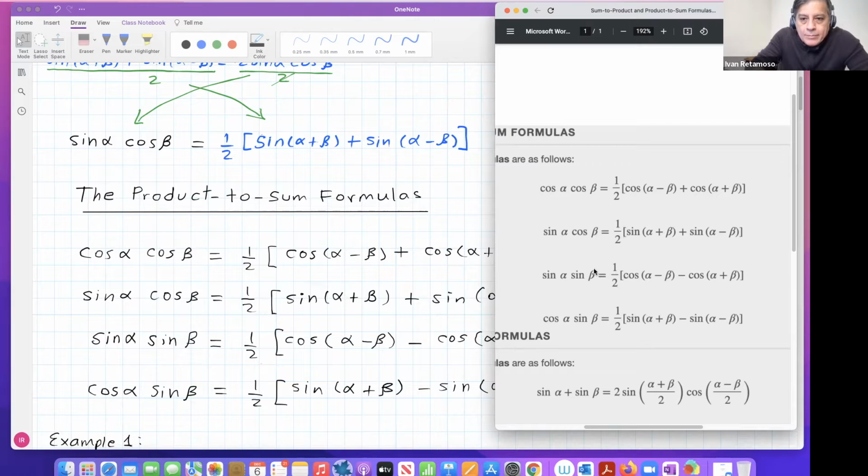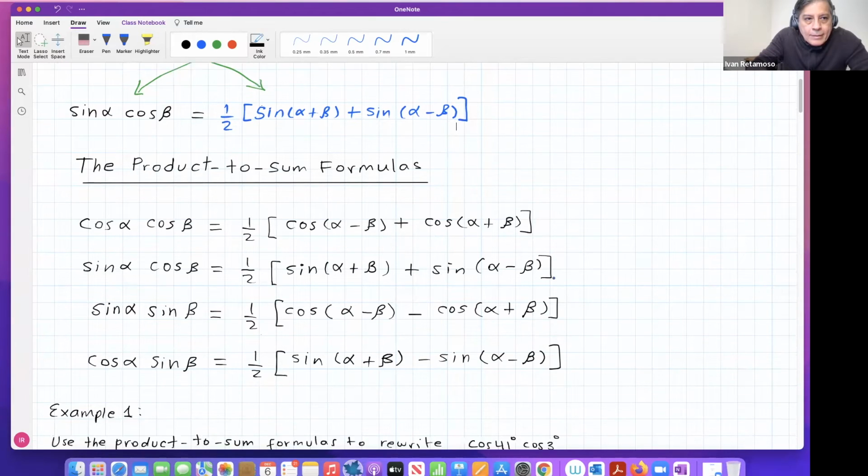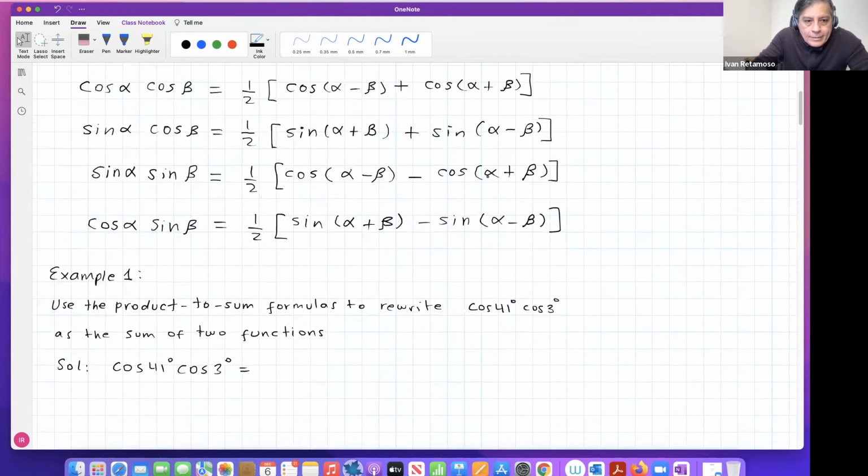We're going to use them to go from products to sums. You may see differences here. A difference is considered to be a sum because it's addition of the opposite. So in general, products to sums. Okay, great. Let's move on and see an example.